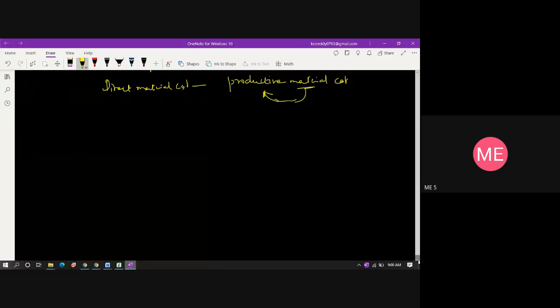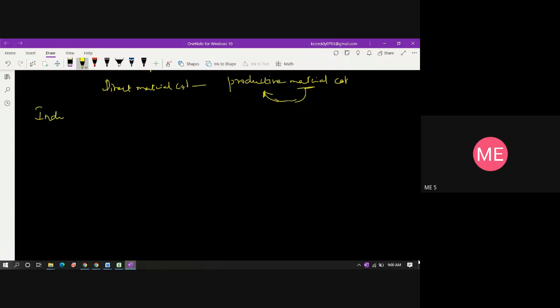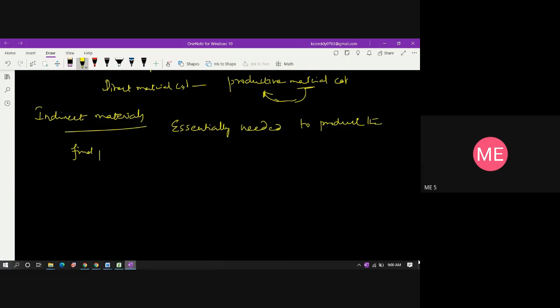So what is meant by indirect materials? As we discuss indirect materials, first we need to know what indirect materials are. Indirect materials are the materials which are essentially needed to produce the final product. Essentially needed materials which are helpful for producing the final product.